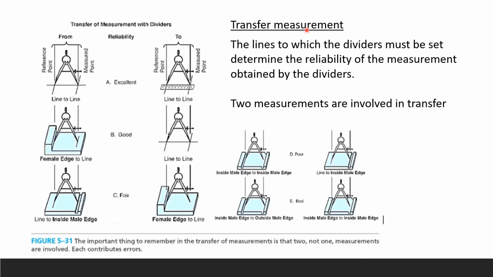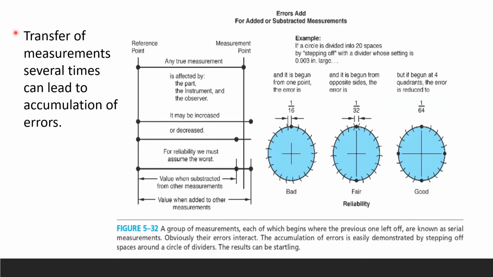The dividers, again, the transfer measurement, and every measurement involves 2 measurements involved in a transfer. So the lines to which the divider must be set determine the reliability of the measurement obtained by the dividers. Since the transfer of measurement is 2, you have to be careful with the errors because each measurement contributes errors. So therefore, transfer of measurement several times can lead to accumulation of errors.